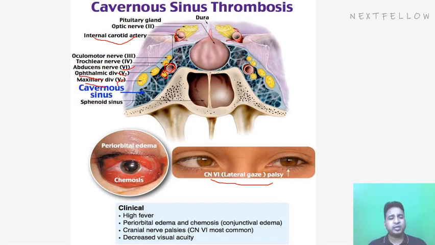And what else will be the clinical features? There will be high fever. Then comes periorbital edema and chemosis, because the venous drainage can't be done properly because of the thrombus. So all the blood will get collected in the eye, leading to chemosis or periorbital edema. Then there will be other cranial nerve palsies in later stages, like the third, fourth and fifth cranial nerve palsy, and there will be decreased visual acuity. So try to understand the anatomy, then we can easily work out what the clinical features will be.